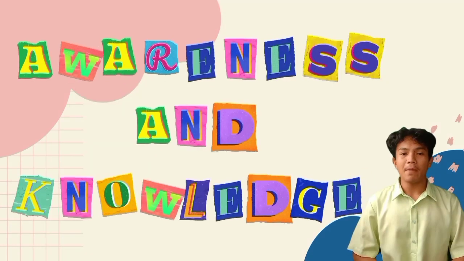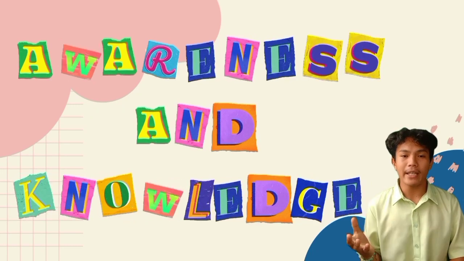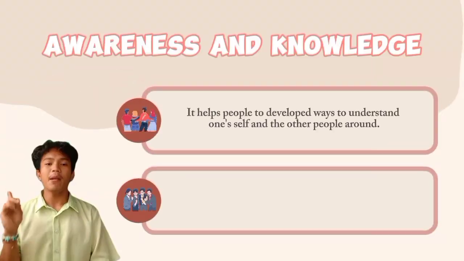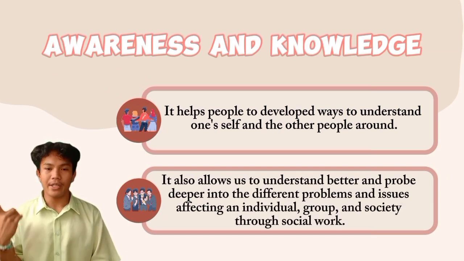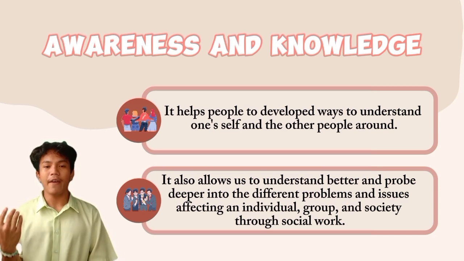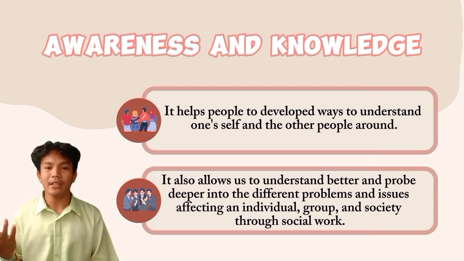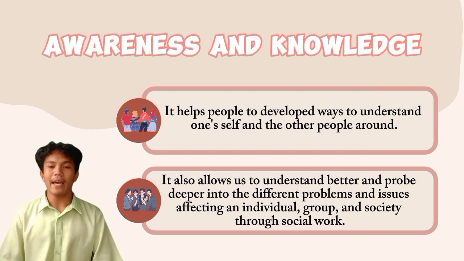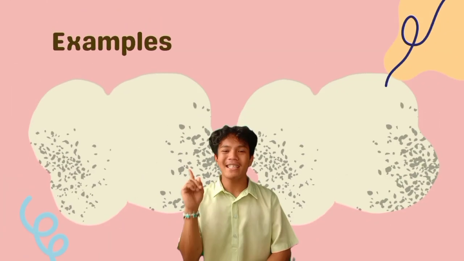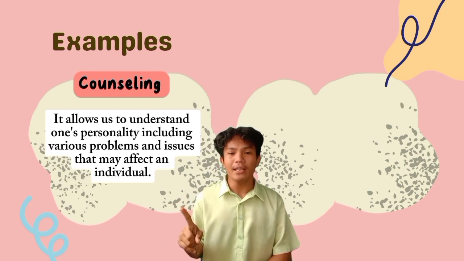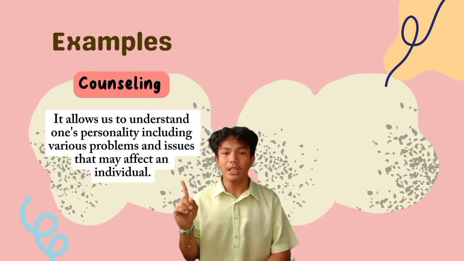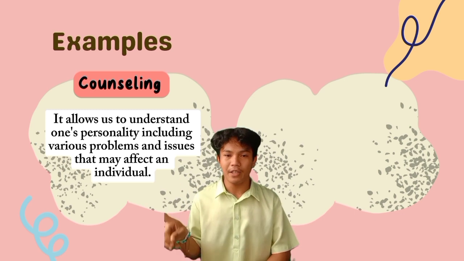One of the effects of applied social science is awareness and knowledge. It helps people to develop ways to understand oneself and other people around. It also allows us to understand better and probe deeper into the different problems and issues affecting an individual, group, and society through social work. For example, counseling. It allows us to understand one's personality including various problems and issues that may affect an individual.